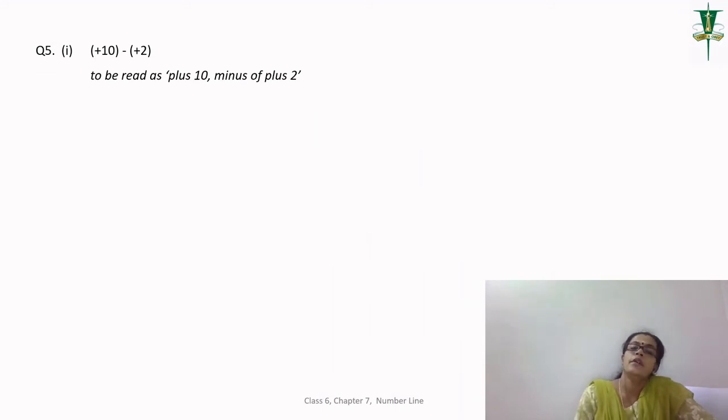Now that you have understood addition, hopefully, if you've still not understood addition on the number line, I suggest you play back this video and get it very clear as to how to add on the number line, and then proceed and come to subtraction on the number line. Now question 5.1 is going to deal with subtraction on the number line. Plus 10 minus of plus 2 is what this would be read as.